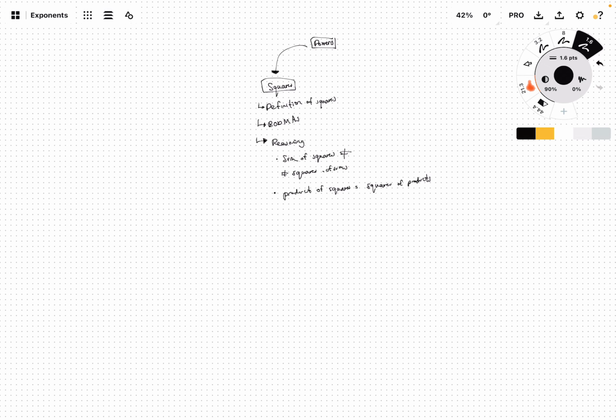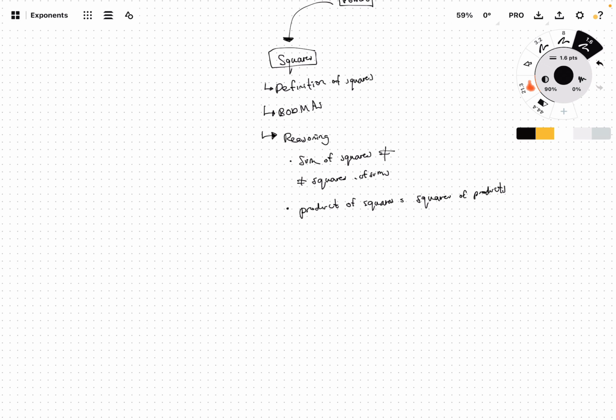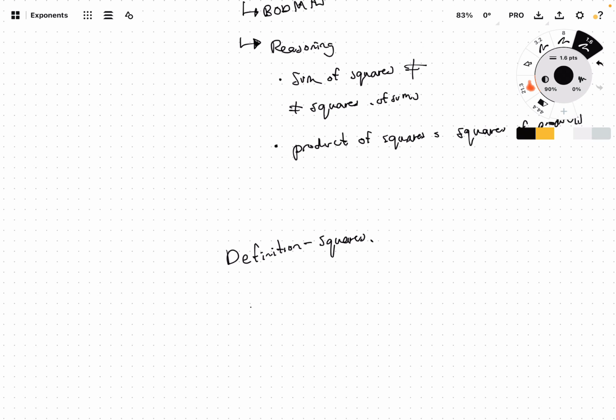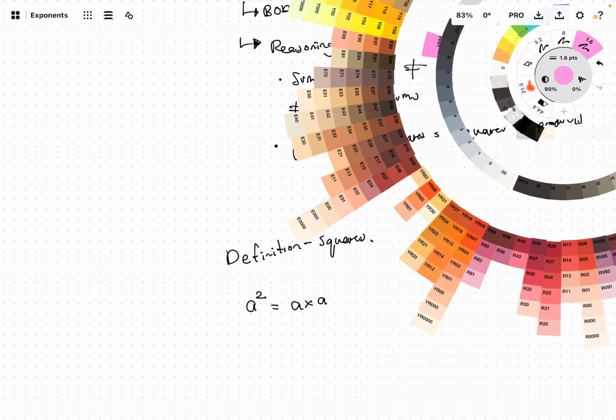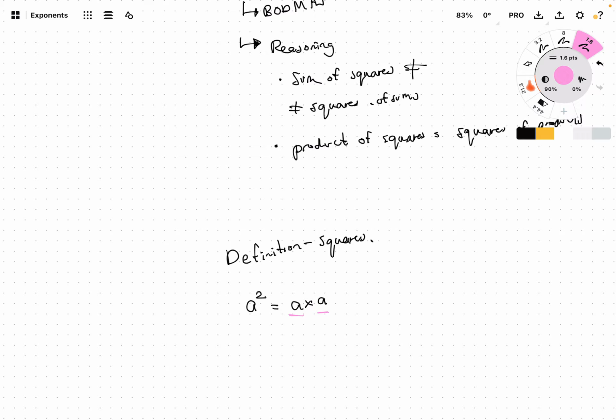So, first of all, the definition of squares. Okay, a number squared looks something like this. You put a and then you put 2 at the top right of it. All this means is the number multiplied, or two a's multiplied together, right? So a squared in words would be 2 a's multiplied together.